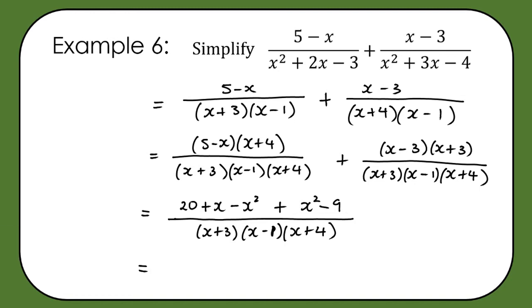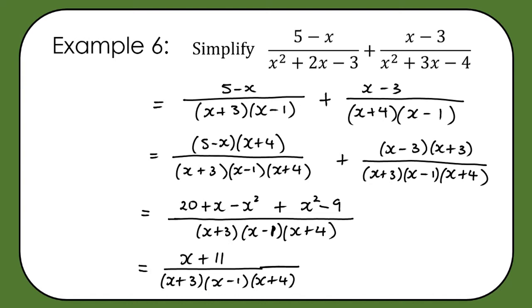And now we can collect like terms. So minus x squared plus x squared, they cancel out. We've just got x and then 20 minus 9, so x plus 11 over x plus 3, x minus 1, x plus 4. Again, you can expand out that denominator if you really want to expand out 3 brackets, but there's absolutely no need to do so. And we're in a position to be able to see that we've got everything factorised and that there's nothing further that will cancel down by leaving it in this form.